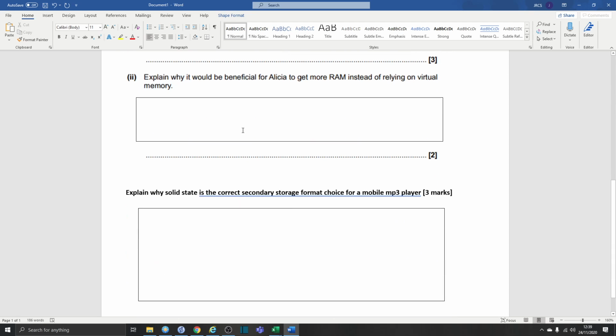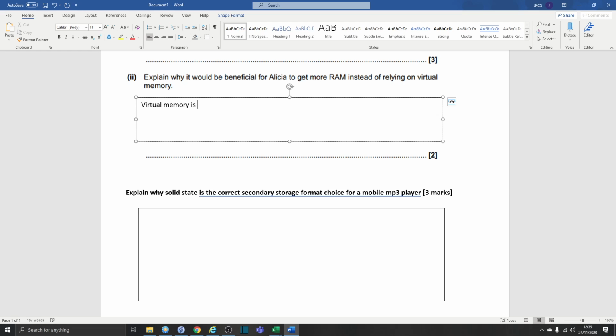Explain why it would be beneficial for Alicia to get more RAM instead of relying on virtual memory. Okay, so this one's quite obvious. Virtual memory is slow. Secondary storage is slow. But you've got to state that. This is the problem. So the point here is slower and then sort of why, basically. Why is it slower? So the fact that it's slower and why it's slower are your 2 marks.